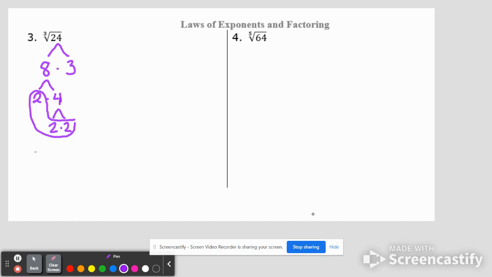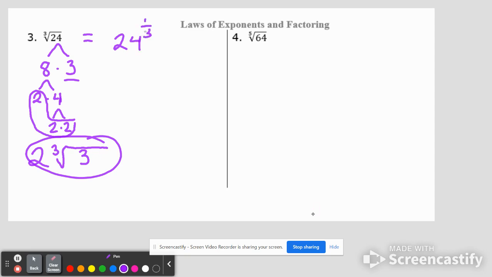So the 2 will become my coefficient. And then I'll have the cube root. So notice this time I have that little number, the index. And then what's left under my radical is a 3. So this would be my simplified answer. Again, as far as exponents, the first problem would have been written as 24 to the 1/3 power. And if you wanted to write your answer as an exponent, my coefficient is 2 times 3 to the 1/3 power. So that's how we would write it.